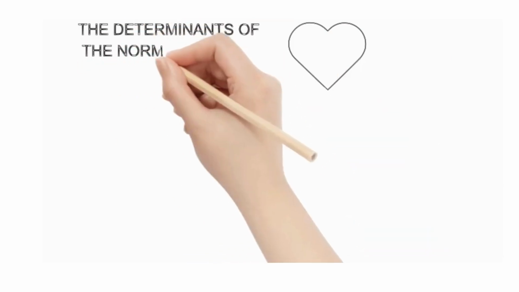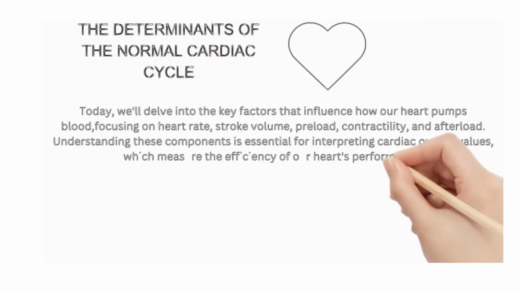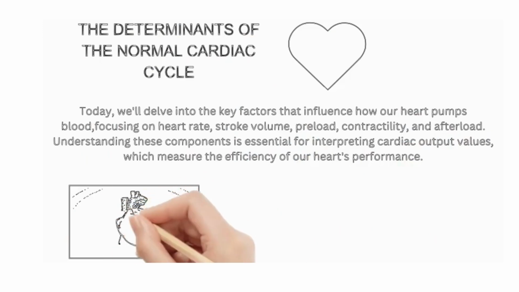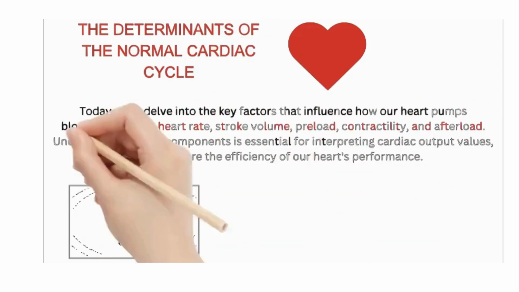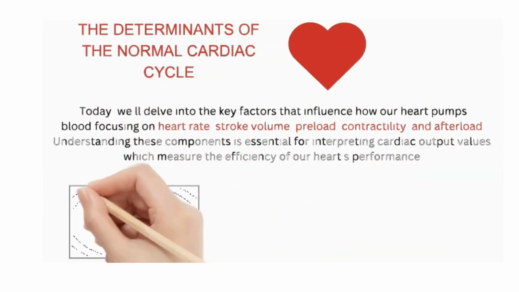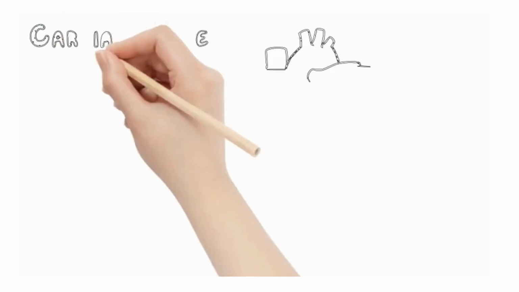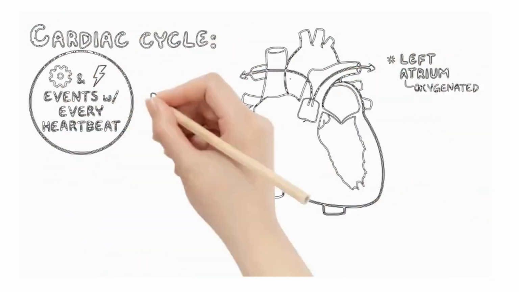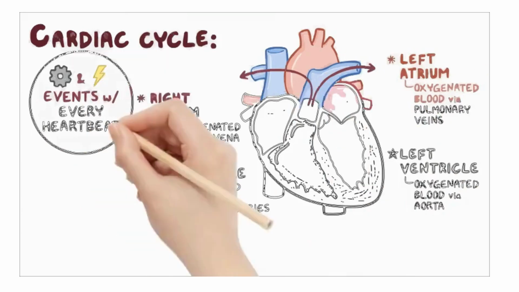Welcome to our video on the determinants of a normal cardiac cycle. Today, we'll delve into the key factors that influence how our heart pumps blood, focusing on heart rate, stroke volume, preload, contractility, and afterload. Understanding these components is essential for interpreting cardiac output values, which measure the efficiency of our heart's performance. First, we will look at what the cardiac cycle is all about.